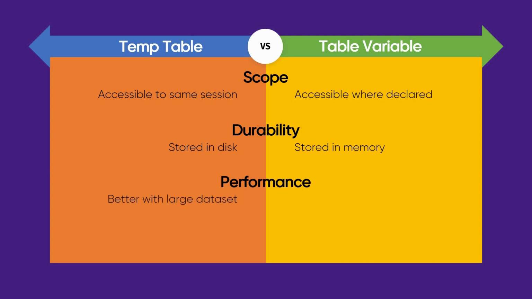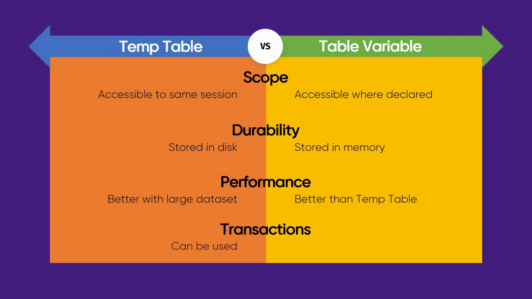The table variables have less overhead than temporary tables because they are stored in memory, which allows for faster access to the data. And temporary tables have more overhead because they are created on disk, but they can perform better in large datasets because they can take advantage of the query optimizer's ability to create indexes and to perform other performance enhancing operations. Next we will see about the transactions.